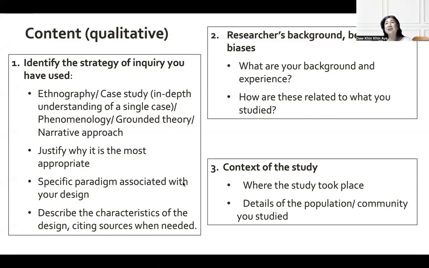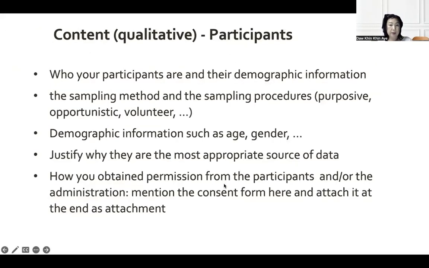As I mentioned to you, you need to justify your choice, and when you justify it, you need to justify with evidence from the sources. Now, in terms of the researcher's background, beliefs, and biases, what are your background and experience? How are these related to what you studied? That is very, very important in qualitative research. In terms of context of the study, where the study took place, and the details of the population or community that you studied.